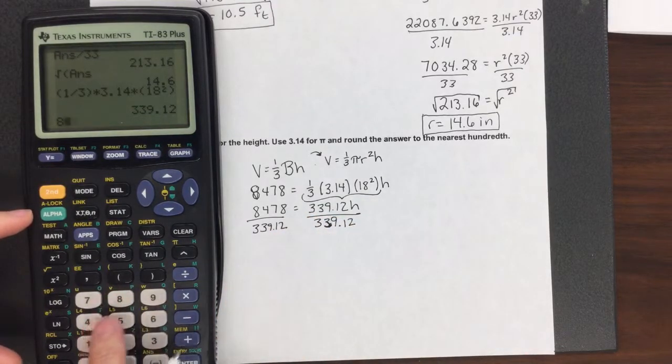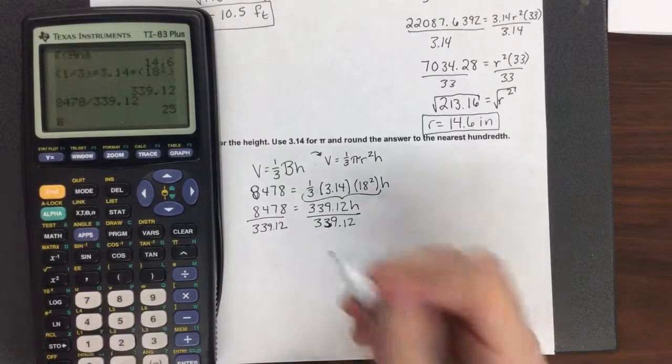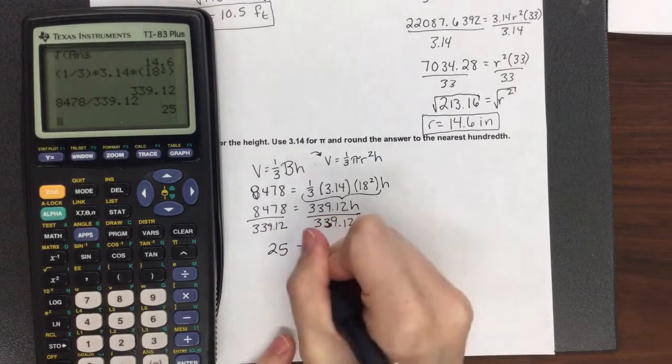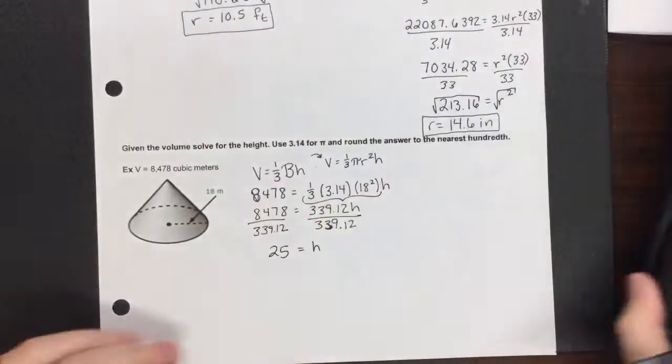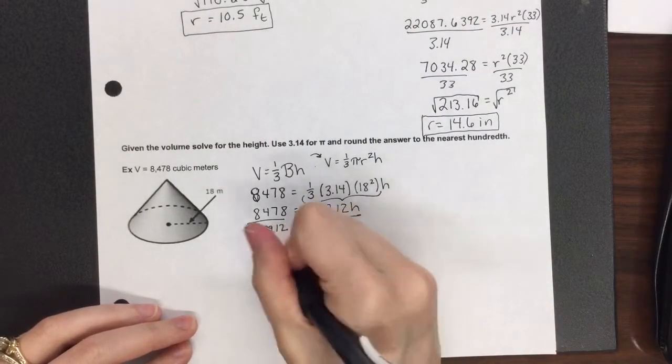So 8,478 divided by 339.12, and that's going to give us 25 is equal to our height, and our units for this problem are meters.